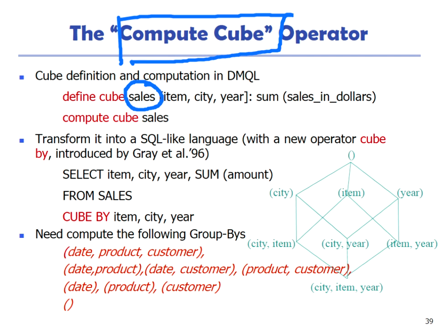In our example, we have how many dimensions? 3. After that, here we will use what measure? For example, here we will use the measure sum, sales in dollars. This is the definition. The first line is to define our cube. After that, the second is to compute our cube, compute cube cells. Is it clear?